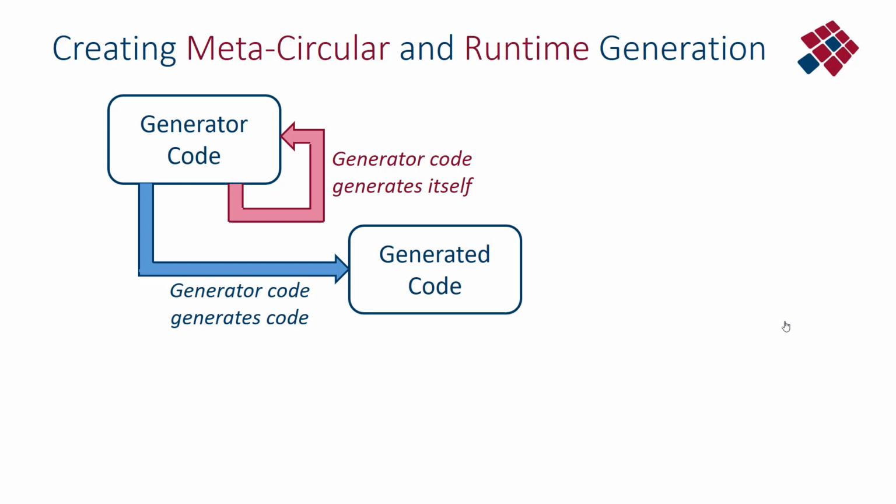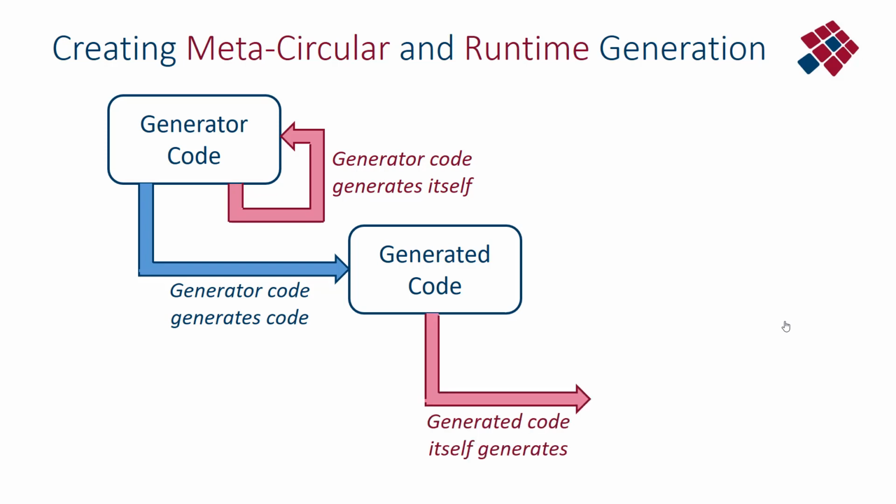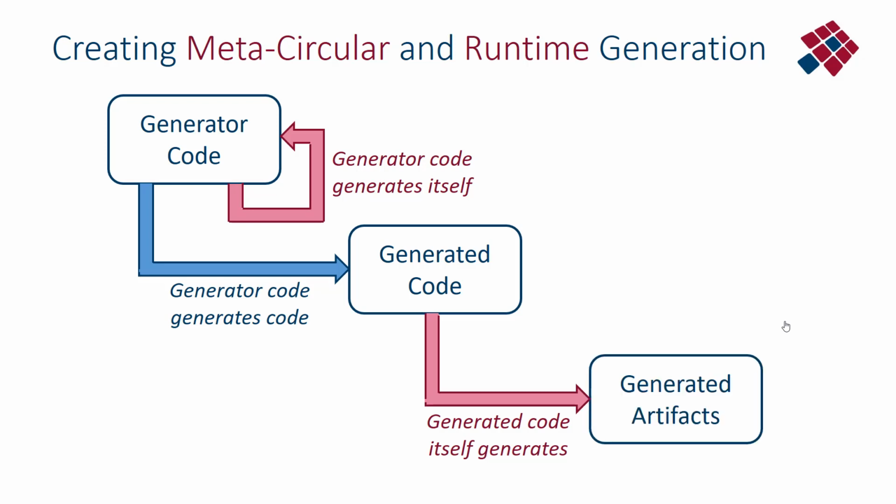Second fundamental extension is that if the generator code and the generated code have the same structure, allowing you to generate the generator code as well, it also becomes possible that the generated code itself is able to generate artifacts. Can be code, can also be documents, for instance, and other types of things. So if the generator code and the generated code are meta-circular, homoiconic, then the generated code is also able to generate artifacts.